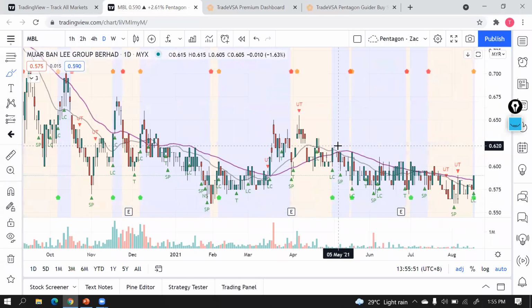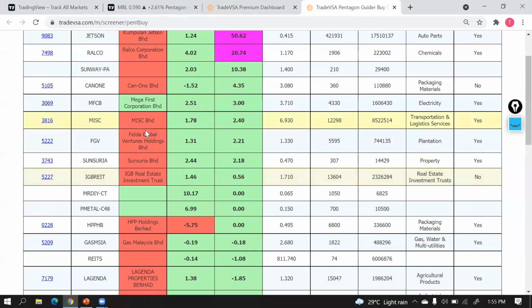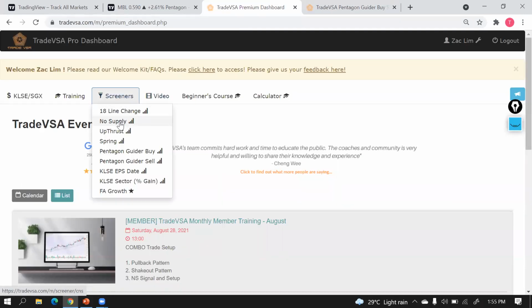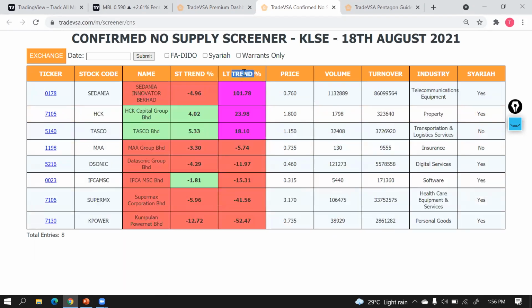But this is illiquid lah. Look for something liquid. Okay, if not, it's okay. Let's go to maybe NS. NS got not much selection also. Okay, again, just sort first.